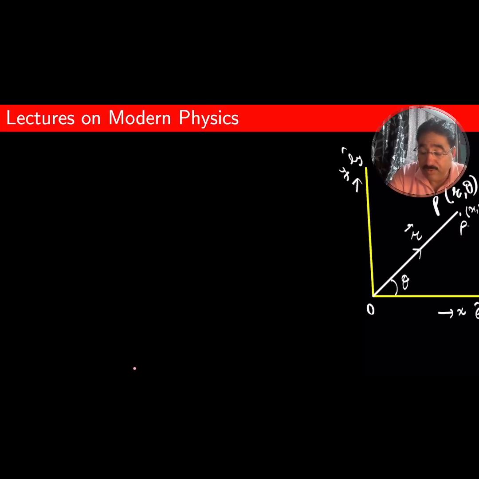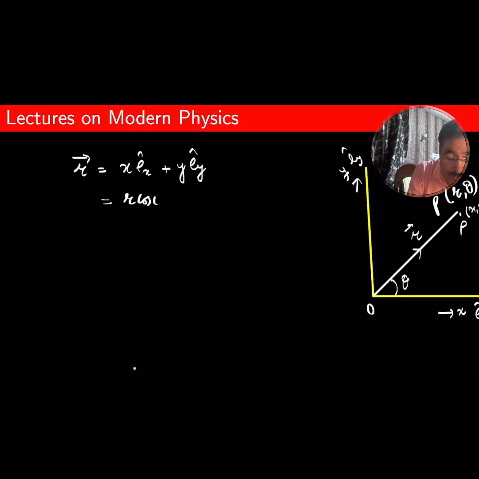We can represent the same point with coordinates x and y. x and y are the Cartesian coordinates, and r and theta are the plane polar coordinates. Now, how would I express this r in terms of x and y? The r vector is x ex plus y ey, the way you express a vector in terms of its components. And I can also write x as r cos theta ex plus r sine theta ey.